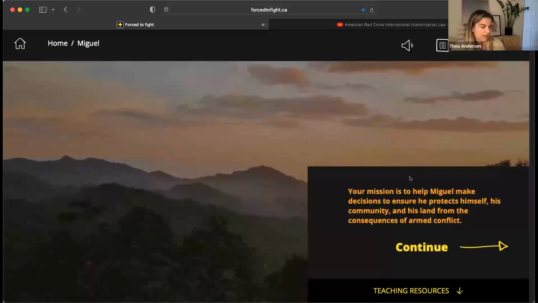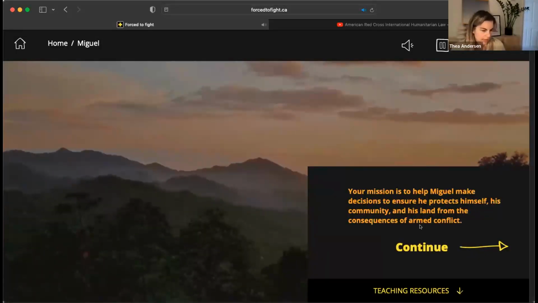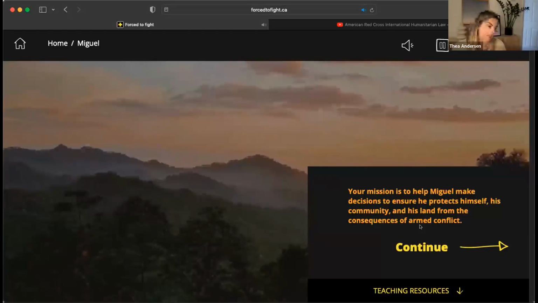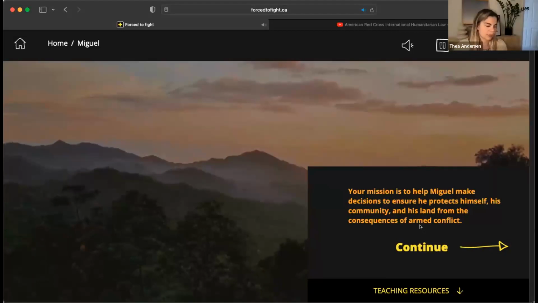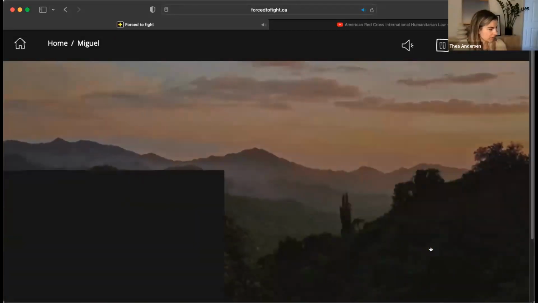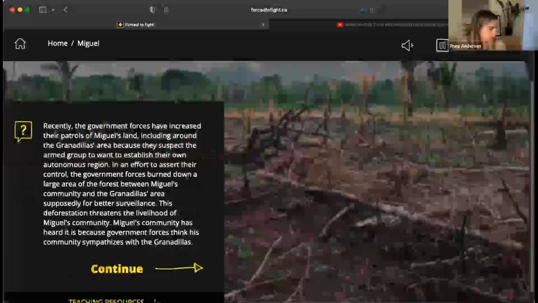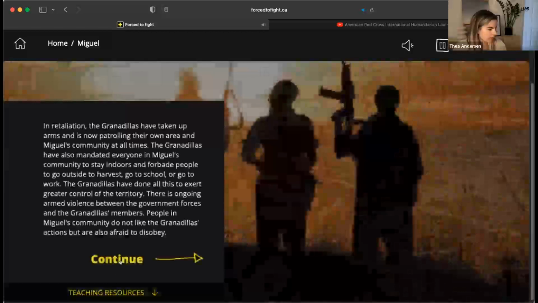So here, the mission starts for the students. Their mission is to help him make decisions to ensure he protects himself, his community, and his land from the consequences of armed conflicts. So here you'll have some more information, and let me just show you the part where they start.